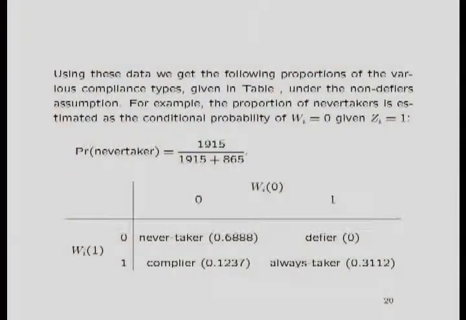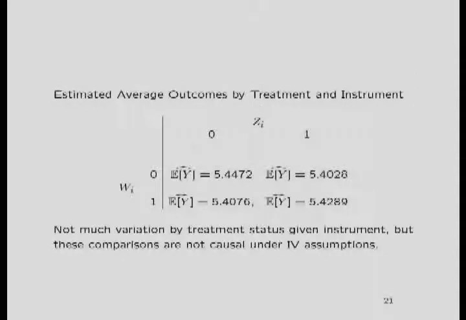Under the monotonicity assumption, you can estimate the proportions of the different types, ruling out defiers. So you end up estimating that the proportion of compliers is about 12%, compared with 69% never takers and 31% always takers.